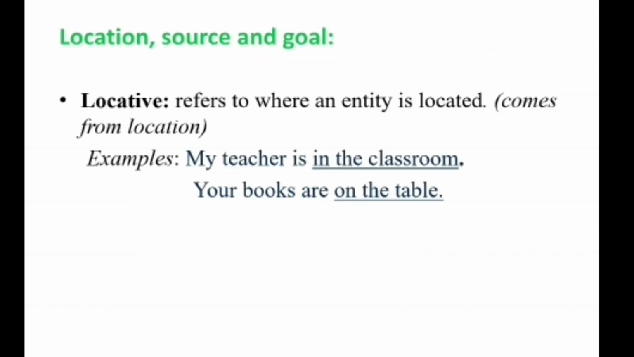More roles are location, source, and goal. Locative, which comes from location, is an easy one. It refers to where an entity is located, that is to say the place of an entity. For example, my teacher is in the classroom. So here in the classroom refers to a place, a location, so it's considered locative. Or your books are on the table, where on the table is the locative.